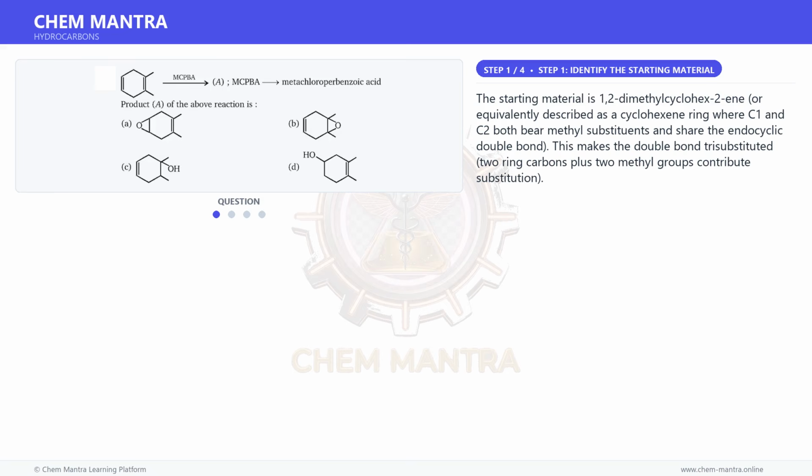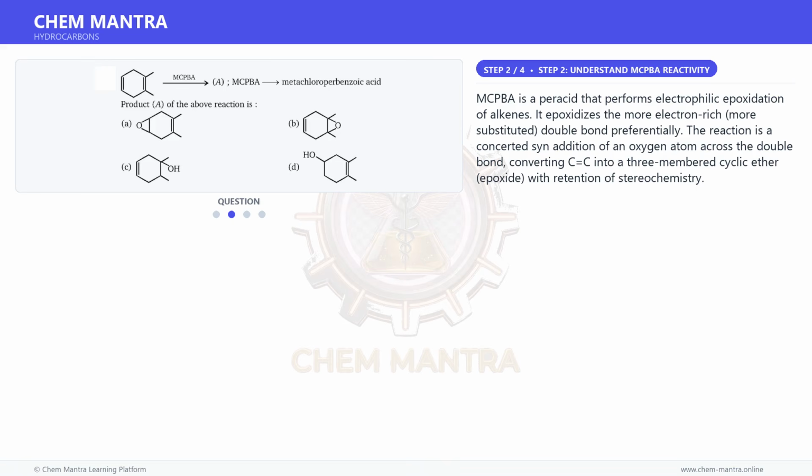1,2-dimethylcyclohexene, or equivalently described as a cyclohexene ring where C1 and C2 both bear methyl substituents and share the endocyclic double bond. This makes the double bond tetrasubstituted: 2 ring carbons plus 2 methyl groups contribute substitution. Moving on to the next step.